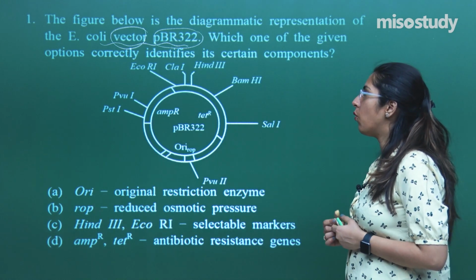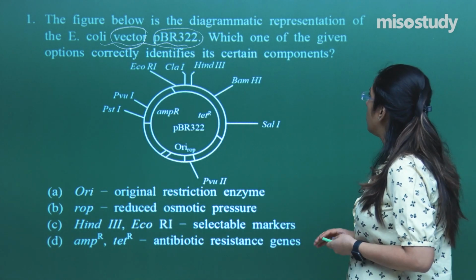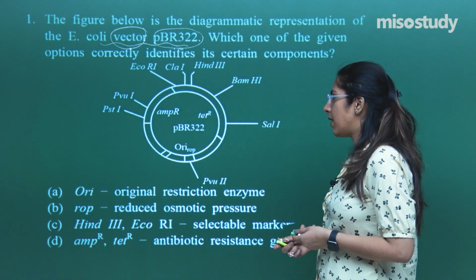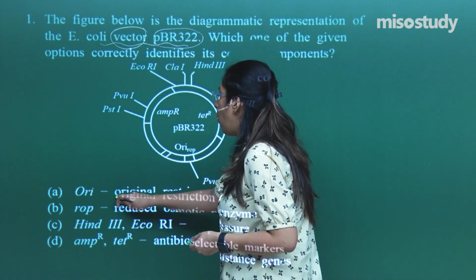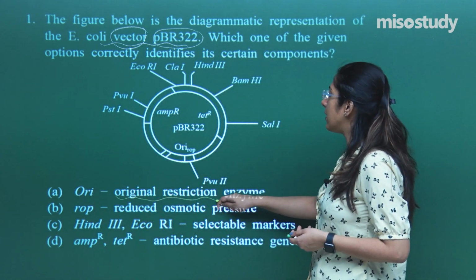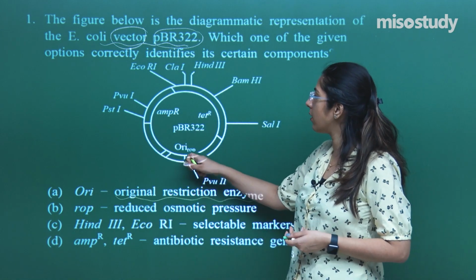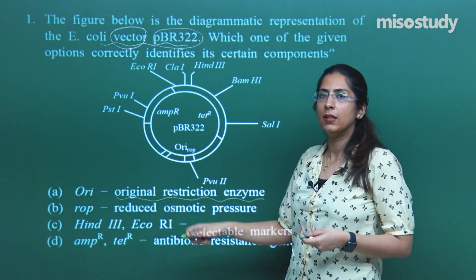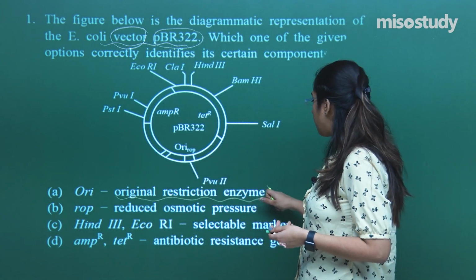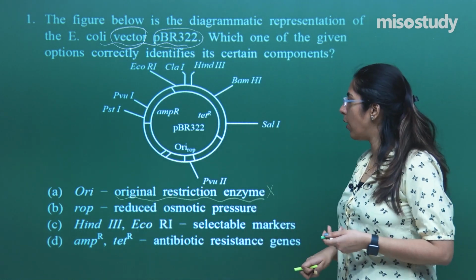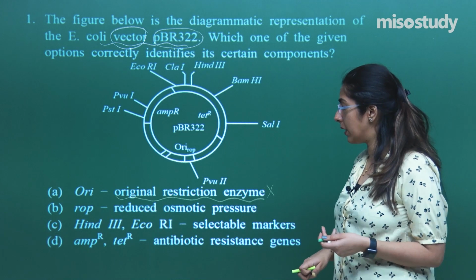The first indicates ORI, that is origin of restriction enzyme. Is that so? No. The ORI clearly indicates that it is the origin of a replication complex, that replication has to start from this site only. So this first option is a wrong option. Let's look at option B, ROP, reduced osmotic pressure.